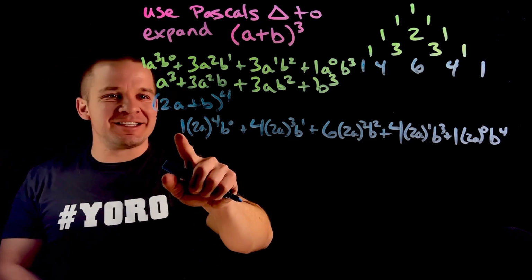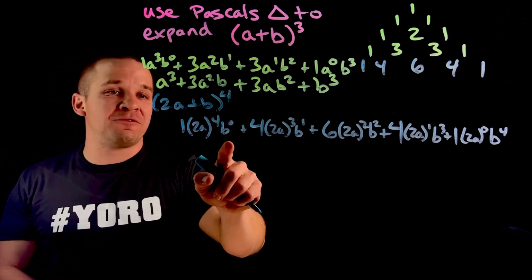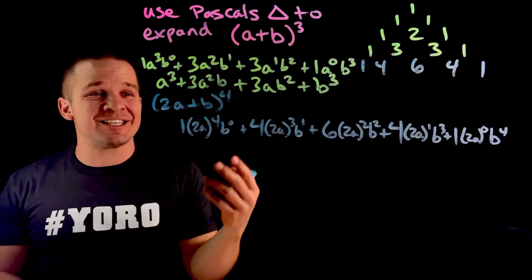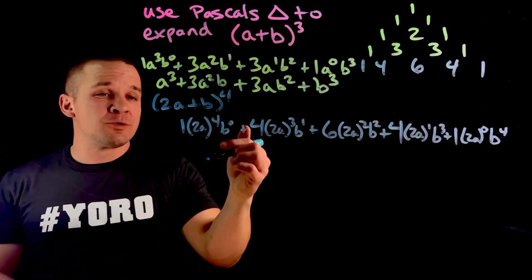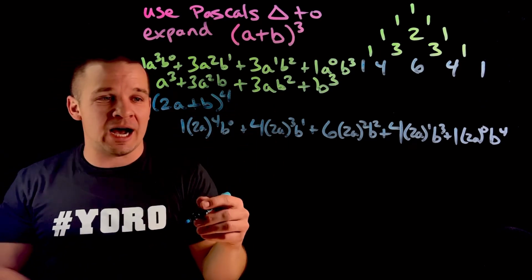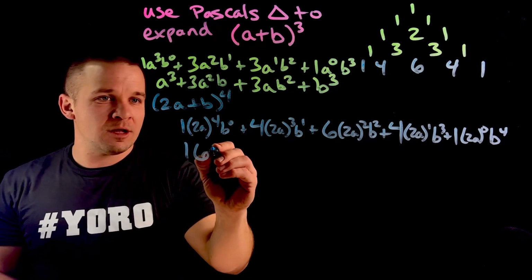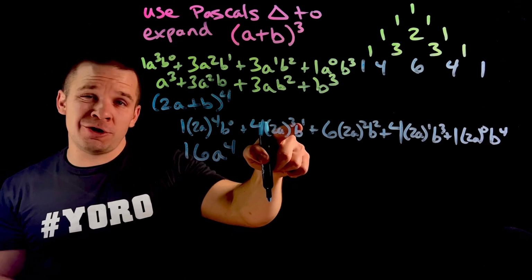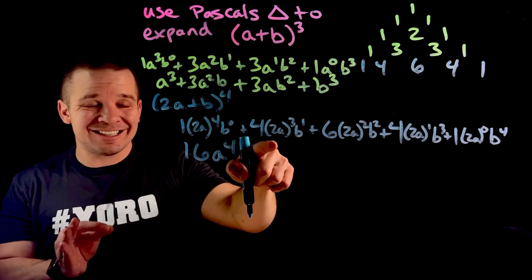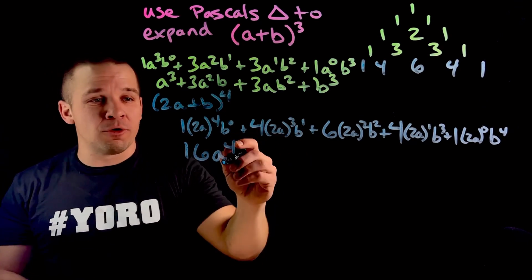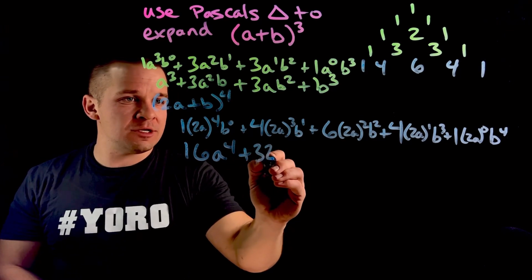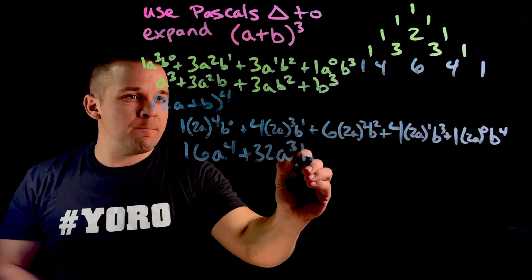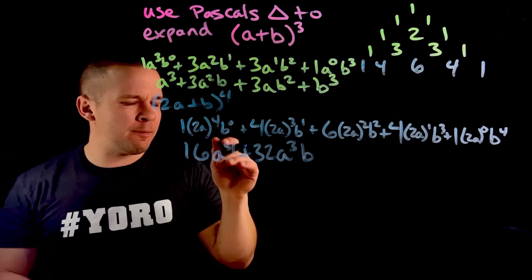So I've got, let's see here, 1 times 2a to the 4th. Well, what's 2 to the 4th power? That's 16. Remember, b to the 0 is just 1. So we're going to have 16a to the 4th. Next one, we got 2a cubed. Well, 2 cubed is 8, right? 8 times 4 is going to be 32. So we got 32a cubed b to the 1st. Just leave it as b, right? Don't want to be weird.